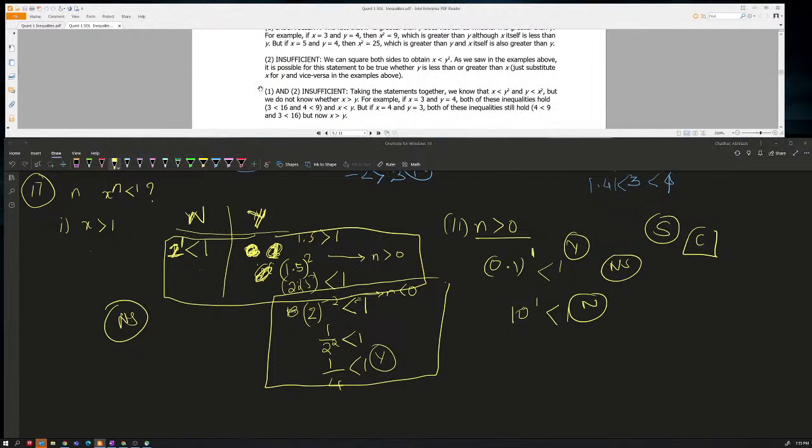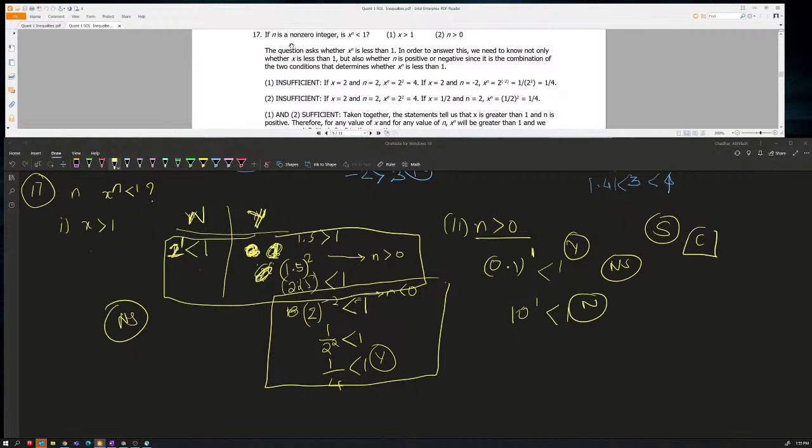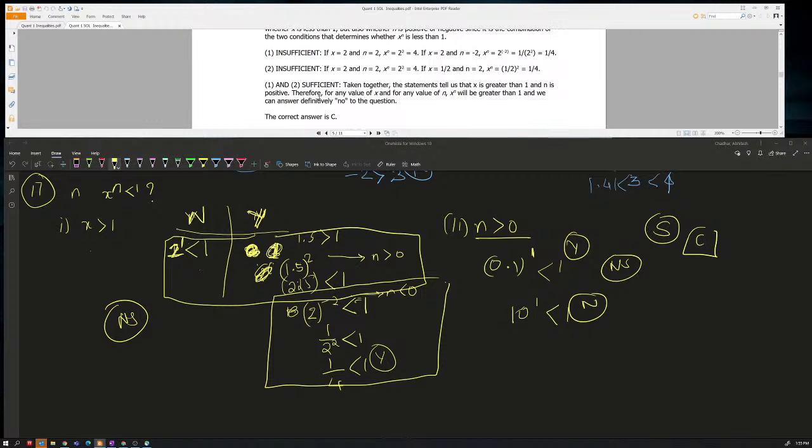Let's see. If n is a non-zero integer, the question asks whether x power n is less than 1. In order to answer this, we need to know not only whether x is less than 1, but whether n is positive or negative, since the combination of the two determines the answer. Okay, so this is the same thing. He also tried some numbers. We also tried similar numbers and we got insufficient, insufficient, sufficient.